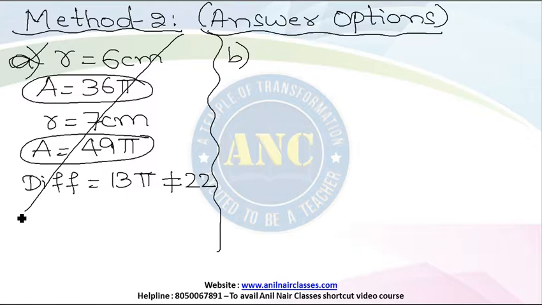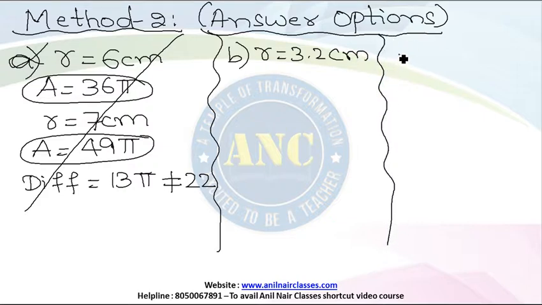Now second option which is given is radius is 3.2 centimeter. Now this 3.2 is a decimal value. I don't like to waste my time solving using decimal values at this present moment. Although second option is 3.2, I will directly jump on to my next option because the value is a whole number. I am not jumping to option C because I know that option C is correct.